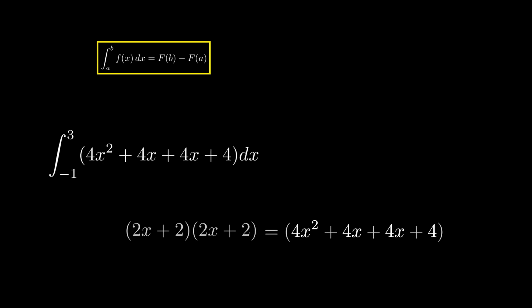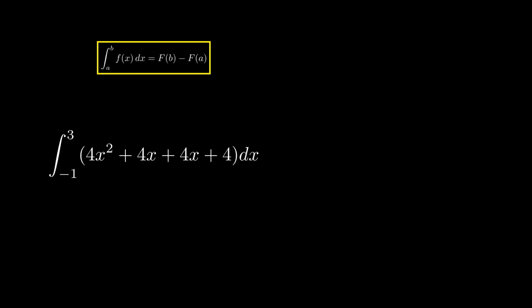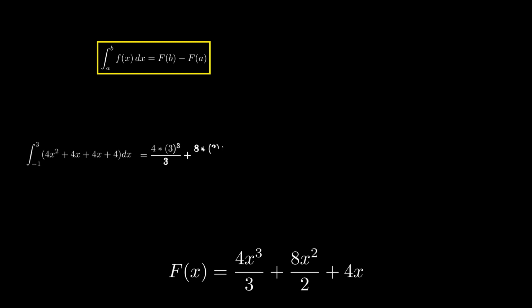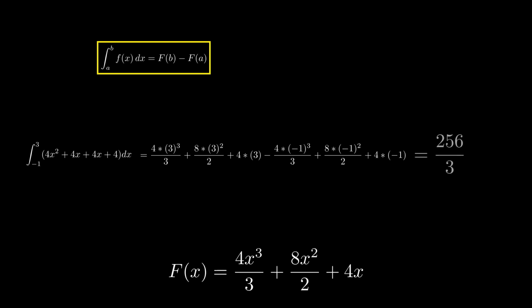So let's rewrite this integral. Now it's way easier to form the antiderivative. It's just 4x cubed divided by 3 plus 8x squared divided by 2 plus 4x. If we now plug in the limits and do some work, then we get 256 divided by 3.